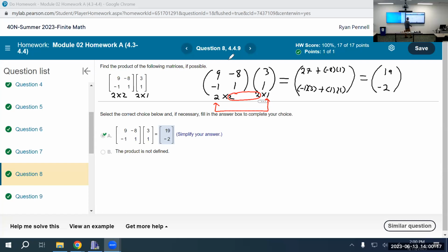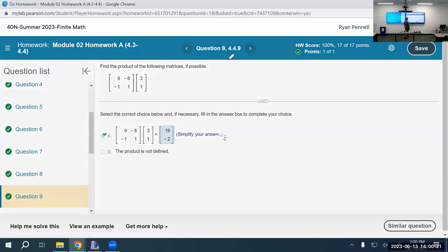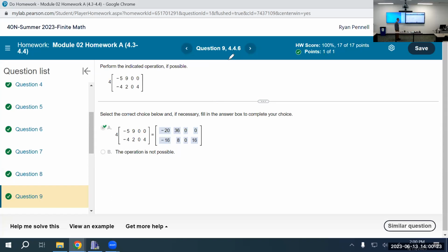That's the idea. Let's keep going. There's plenty more to see. Saved a picture of it. All right, finally, another easy one. We have a number times a matrix. A single number times a matrix.